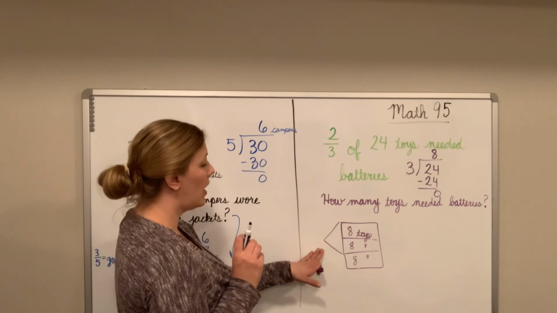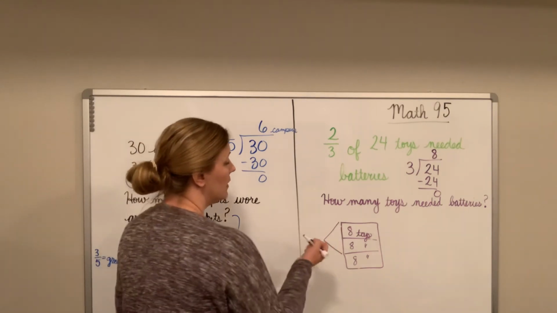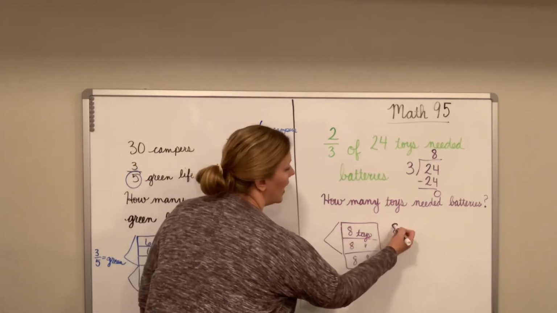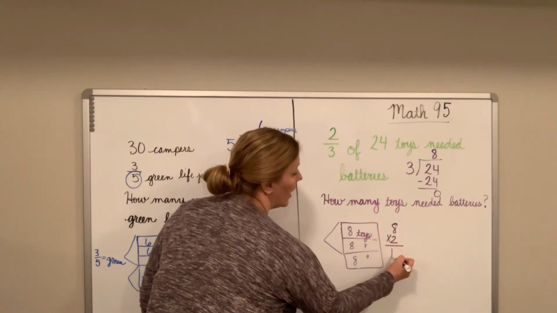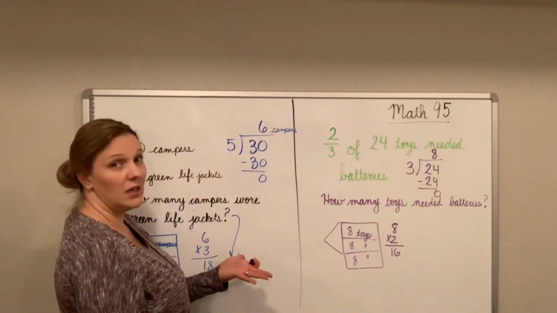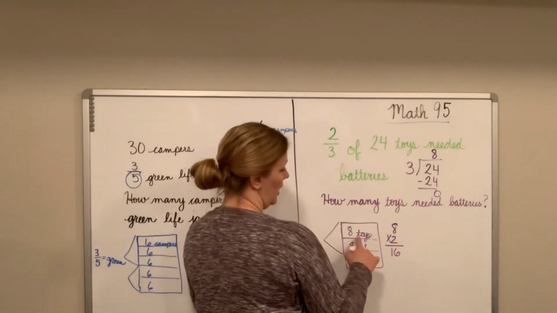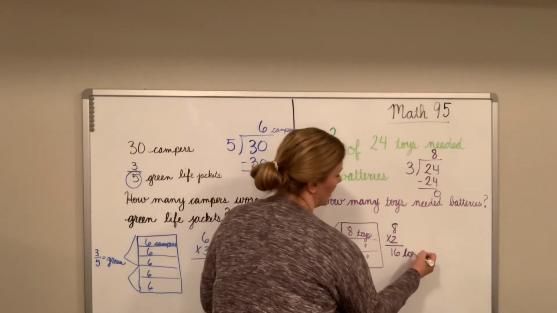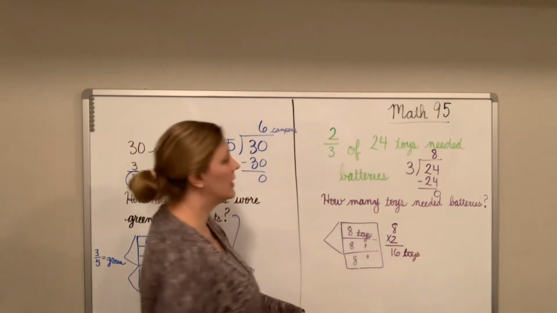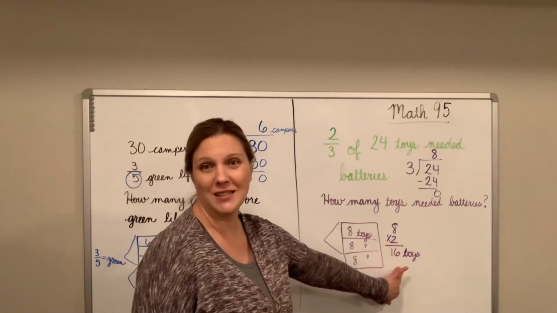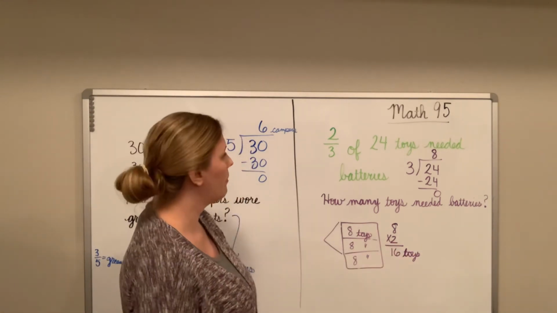So how many toys need batteries? If 2 groups of 8 need batteries, we take 8 times 2. We know that 8 times 2 is 16. 16 what need batteries? 16, these are toys, 16 toys. So we have 16 toys or games that need batteries. Our label's just toys for this problem, but that's how you solve it.